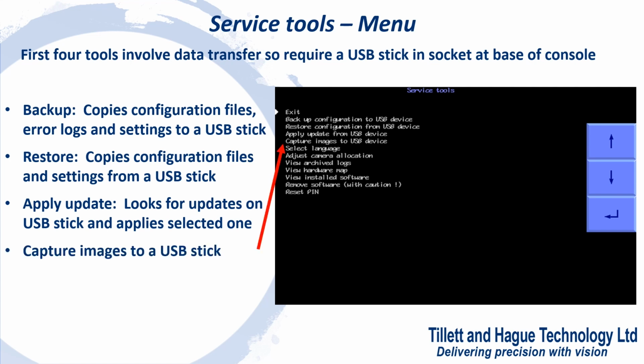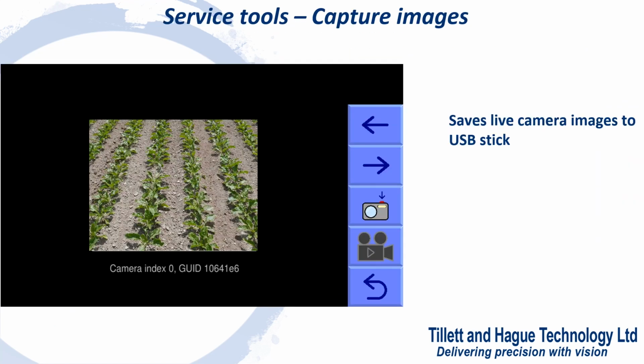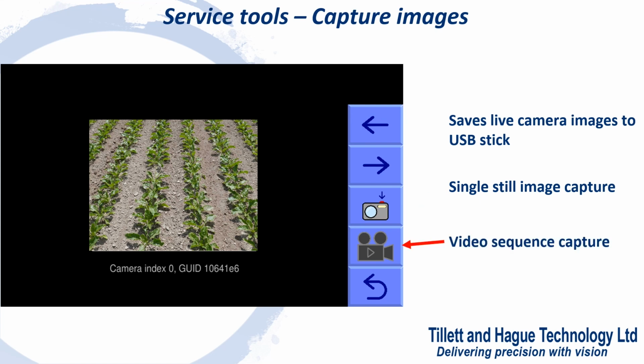Next, you have the option to capture images from the machine's cameras. This pops up the image capture tool, which allows you to save live camera images to a USB stick. It's normally only necessary to capture still images for the purposes of diagnosing problems. After capture, these can be downloaded from the USB stick and sent to an expert for interpretation. It's not normally necessary to capture video sequences. The tool is intended for product development purposes, where a sequence of images from challenging scenarios can be a valuable resource for software testing.